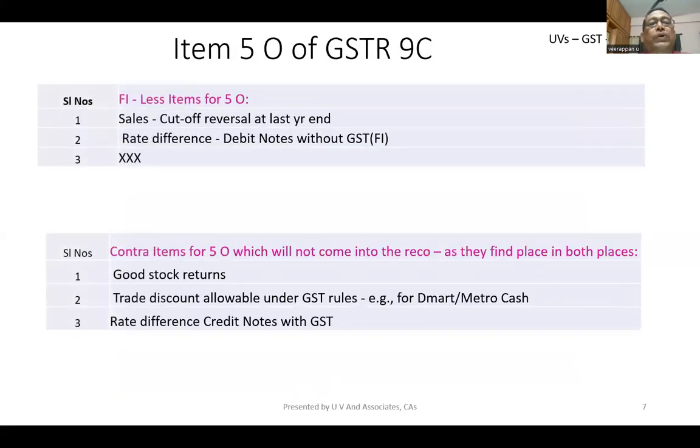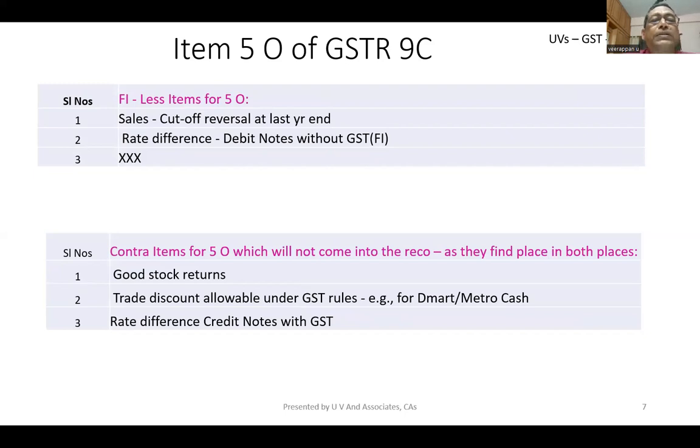Next comes whatever items we have seen so far that have to be added back to financial turnover to arrive at GSTR9 turnover. Now we will see some examples of items that will be reduced from the financial turnover to arrive at the annual return turnover.